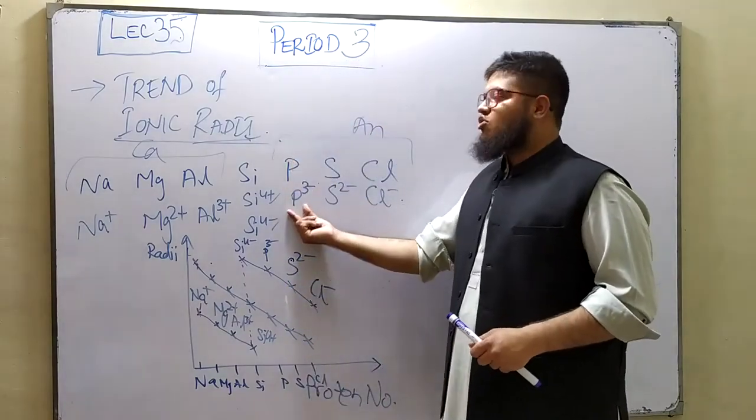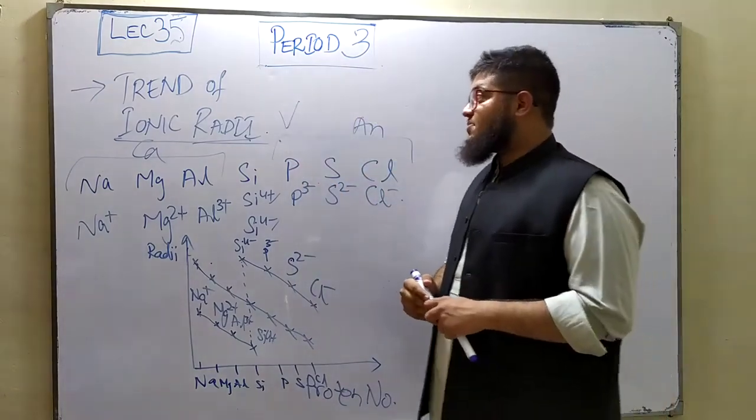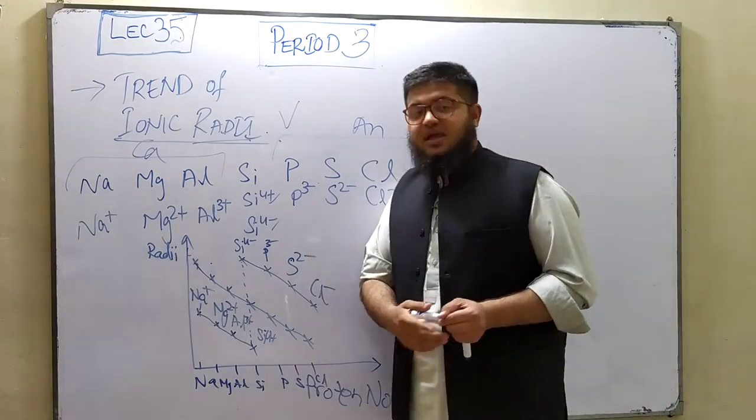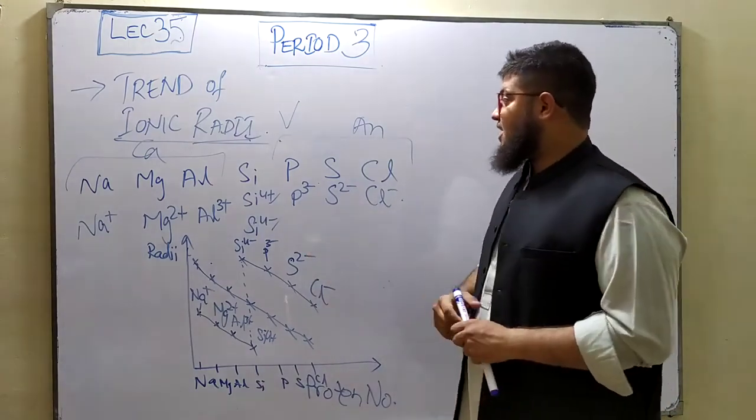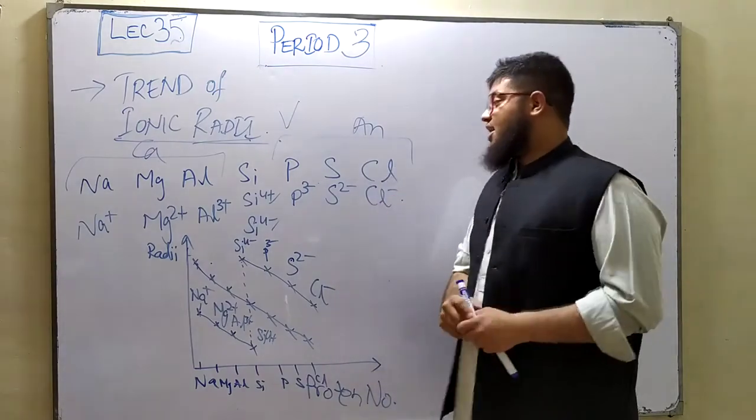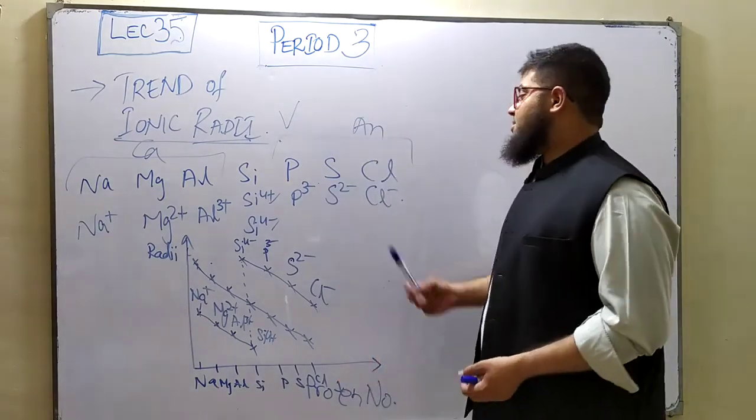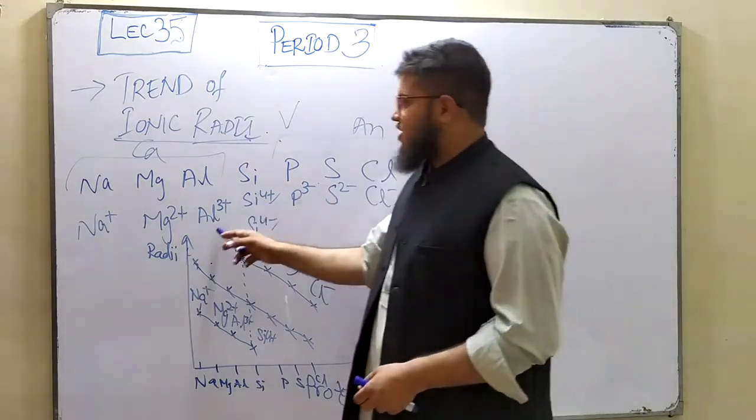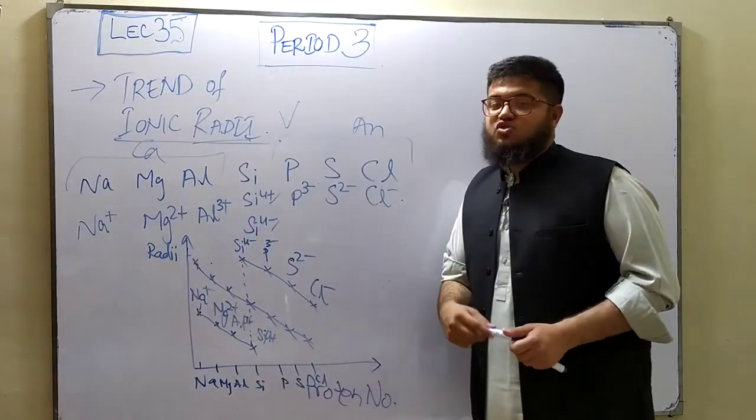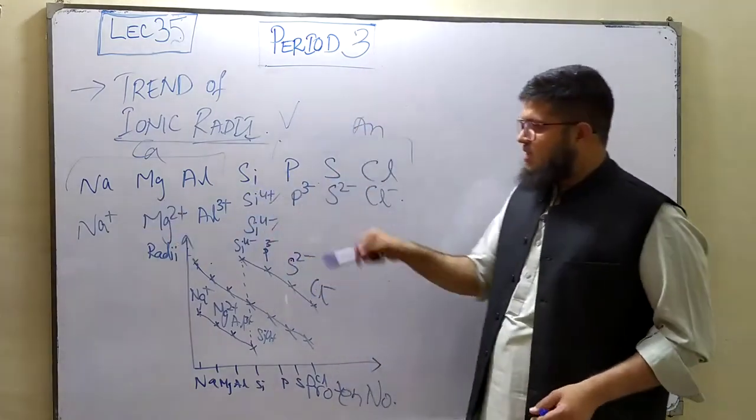Phosphorus accepts 3 electrons because it's in group 5, and if it accepts 3 electrons, it will stabilize its outermost shell and hence form the phosphide ion. Sulfur will accept 2 electrons and stabilize its outermost shell with 8 electrons, and chlorine will accept 1 electron, forming the chloride ion and stabilizing its outermost shell. The same applies over here. These atoms have 1, 2 or 3 electrons in the outermost shell, so they can lose them to stabilize their configuration.